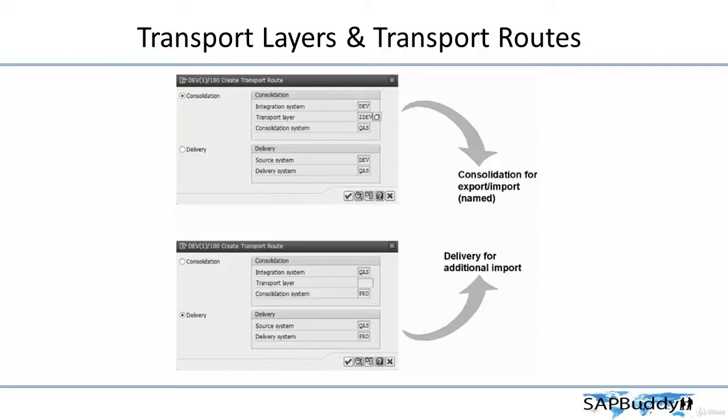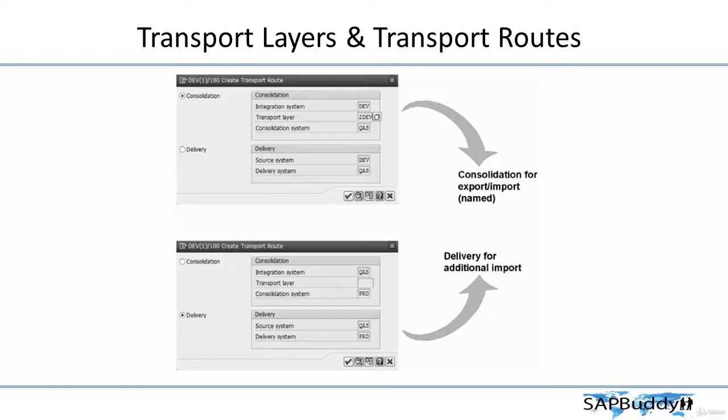In this case, the integration system is the development system and the QA system is QAS. So the consolidation route is the route from development to QAS. That is the consolidation route in this scenario. So next, let's see what the delivery route is.